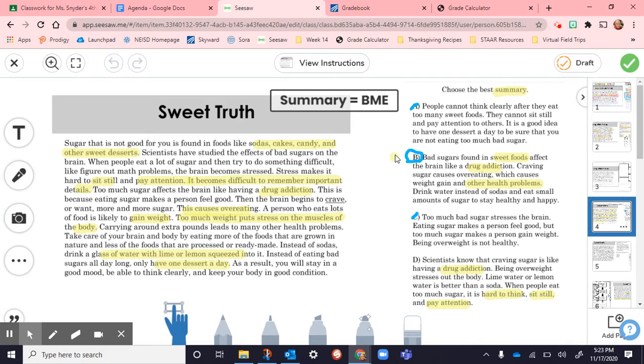Craving sugar causes overeating, which causes weight gain and other health problems. Drink water instead of sodas and eat small amounts of sugar to stay healthy and happy.